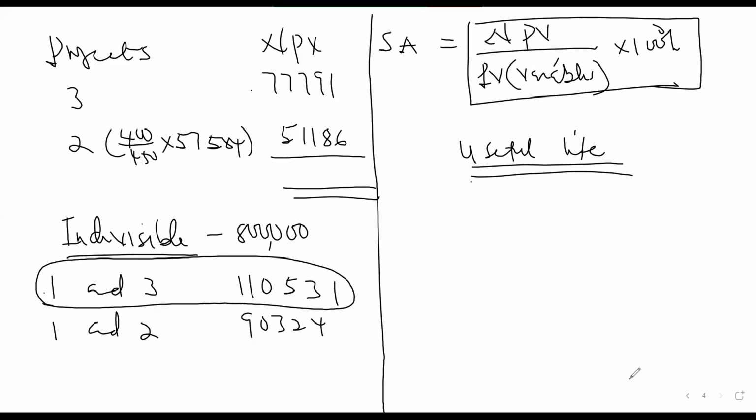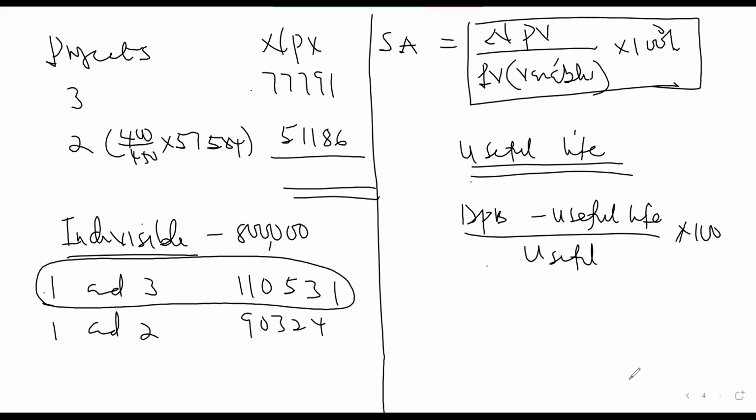What we do is that we calculate a discounted payback period, because we are using NPV. So we calculate the discounted payback period and compare it with the useful life. Then you divide by the useful life and multiply by 100.